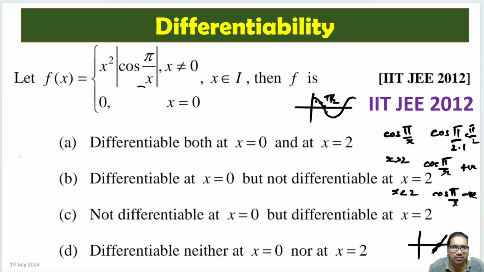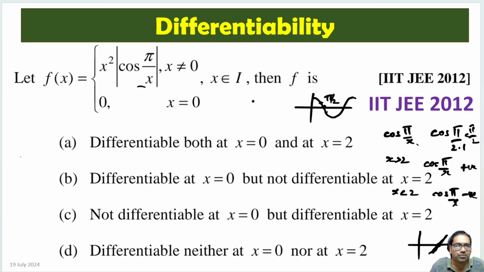Because we know for cos theta, when theta is slightly less than pi by 2, it is positive, and slightly greater than pi by 2, it is negative. Now here we are talking about x in the denominator. That's why when x is greater, pi by x would be smaller. Pi by 2.1 is smaller than pi by 2, and pi by 1.9 is greater than pi by 2. So when x is greater than 2, it is positive. When x is less than 2, it is negative. And obviously this is a smooth function here.